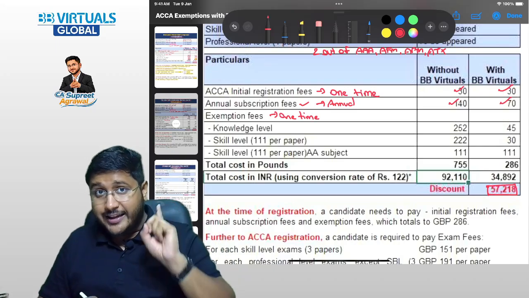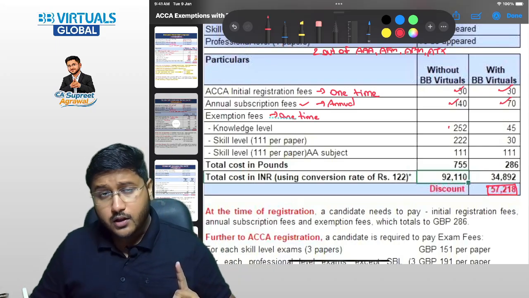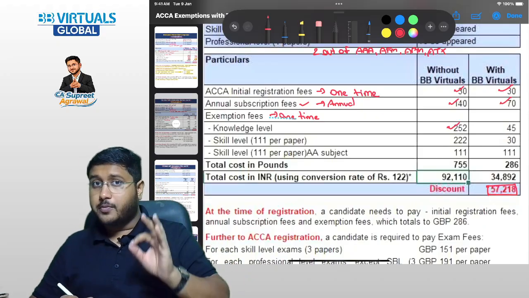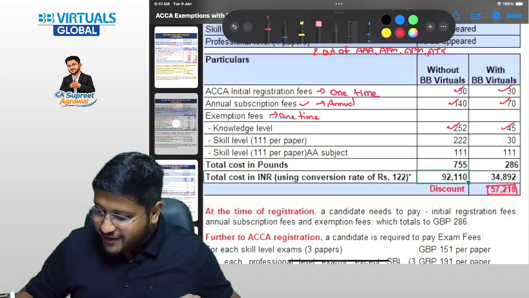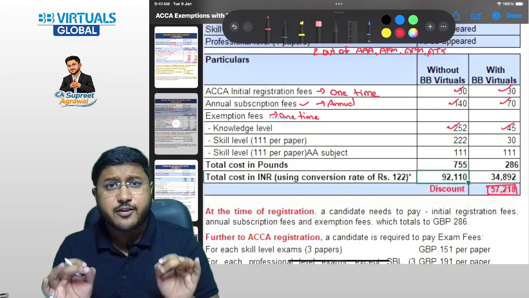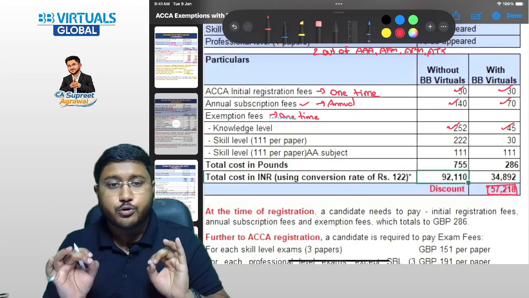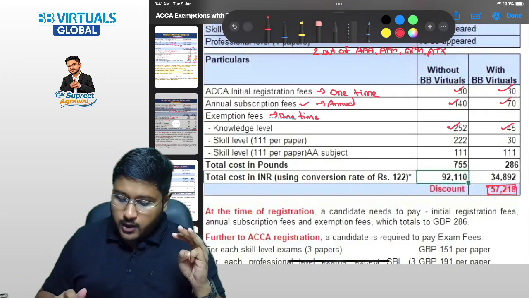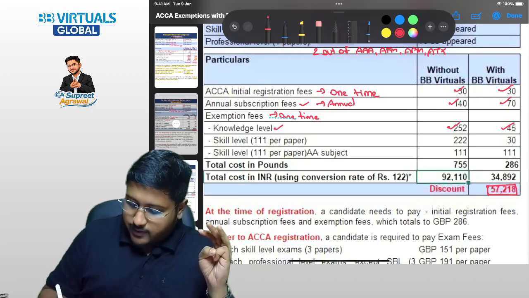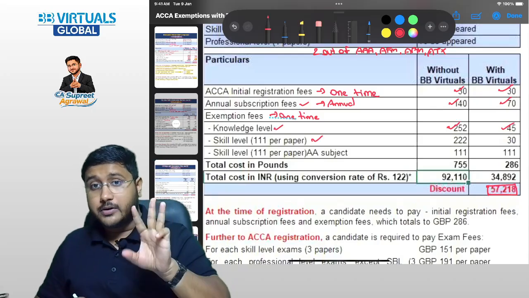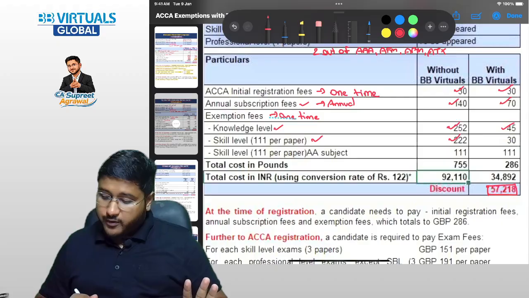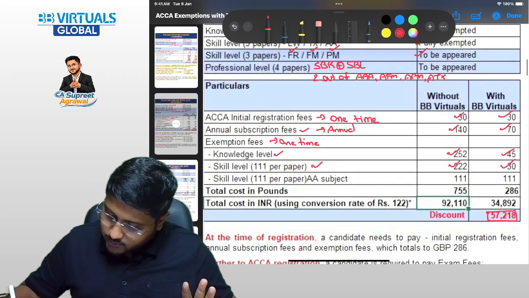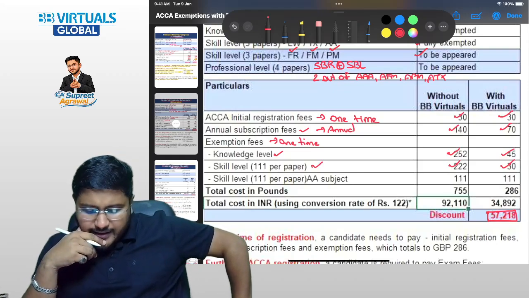So for knowledge level, each knowledge level paper, you will have to incur certain fees. For all three papers combined, the total fees is going to be 252 pounds if you don't go with us. But if you go with us, you get huge discounts, and it's only 45 pounds for all three papers combined. That is 45 pounds. Okay. Now, my dear friends, when I go for the skill level, that is 111 pounds per paper. But when you go with us, it's only 30 pounds. But my dear friends, there is one catch here.